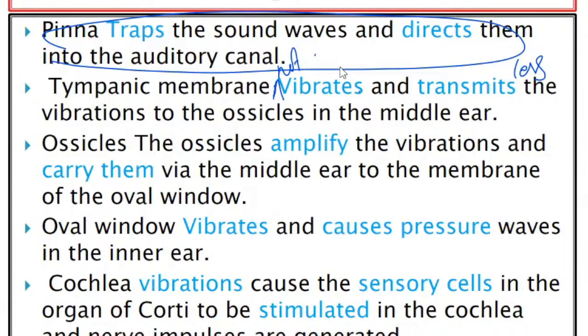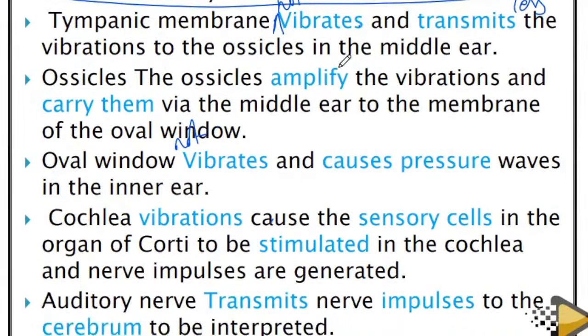Yes, the oval window will not vibrate. If use not, use not. If use less, use less. Or the oval window will vibrate less. Depends on what you have used. Yes, the pressure wave will not be caused in the inner ear. The cochlea will not vibrate, and then an impulse will not be sent. An impulse will not be sent to the cerebrum for interpretation. Therefore, the person will be deaf.